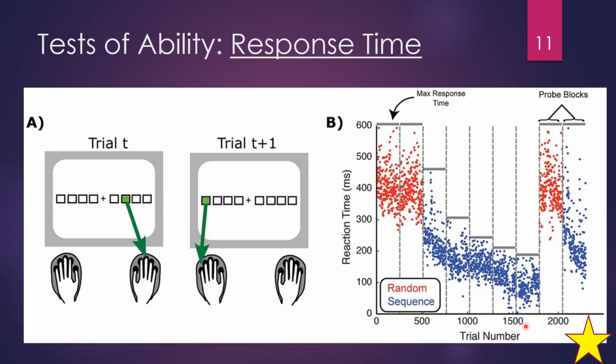On the x-axis is how many tries they'd have, from 0 up to more than 2,000 tries. And then on the y-axis we have how long it took them to respond. This is in milliseconds, so 500 means half a second. 0 means 0 seconds. 100 means a tenth of a second. And so you can see in terms of the blue circles, as the trials went on, people got faster and faster and faster, and after about 2,000 trials, they were able to respond in less than a quarter of a second every single time.